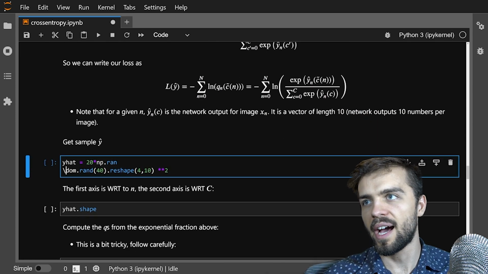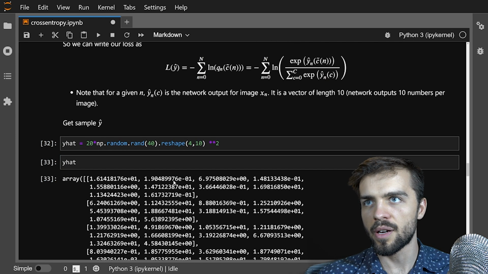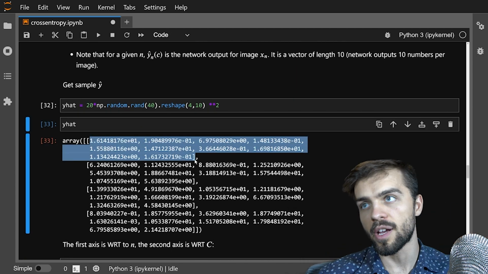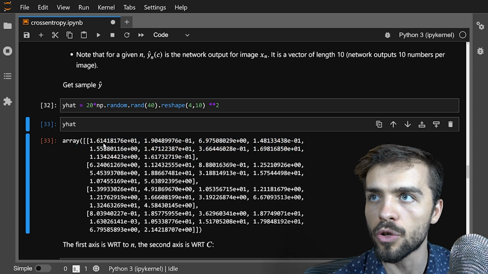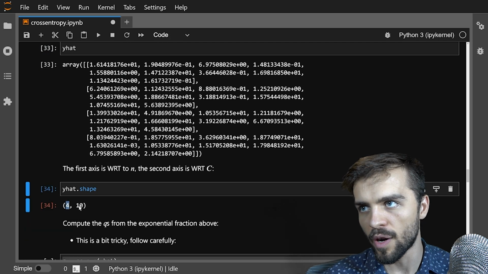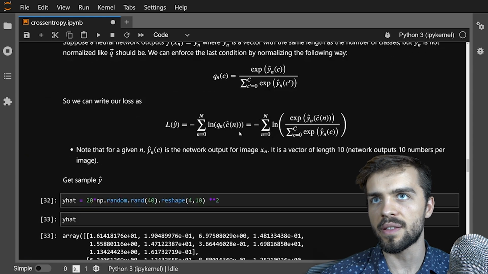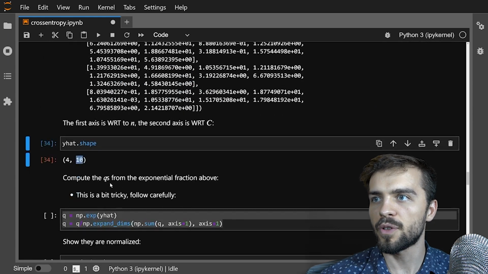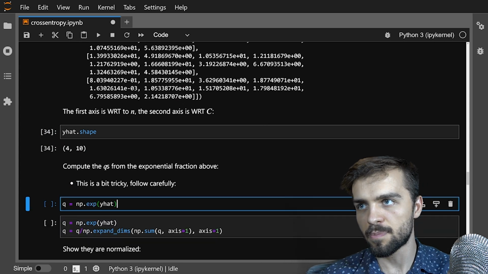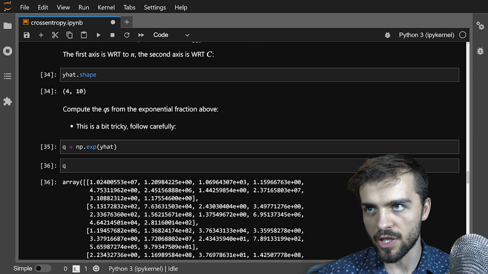So here's a sample y hat, for example, and it's just a bunch of different values. Here it's 4 by 10, so there are 4 different images, 10 different possible classes per image, and it gives a probability. But of course, these aren't normalized to equal 1. The shape is 4 by 10. Then we compute the Qs using this expression here, and for that I do 2 different things. First, I take the exponent of the y hat to get a Q that's even larger. So now these are all exponents.